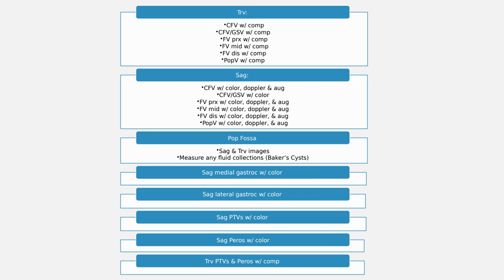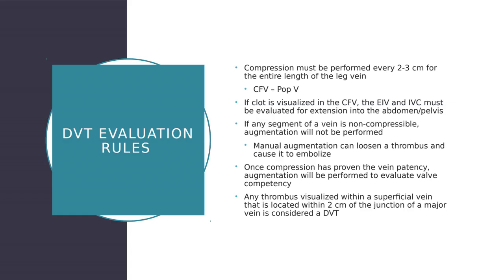Here's our protocol, so you can kind of look over this. We're going to go over this in lab. Don't want to spend too much time on that here. And then there are some specific evaluation rules. When we are doing our protocol, we are going to be starting in transverse, and we use transverse to help us compress. Compression is crucial when we are doing a venous study.